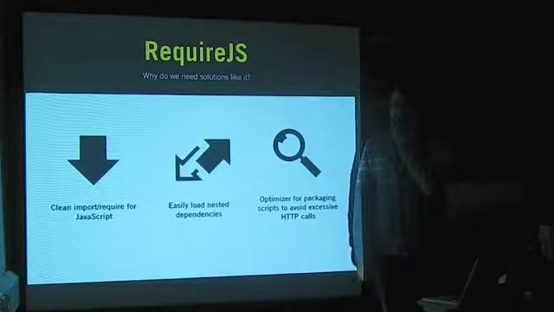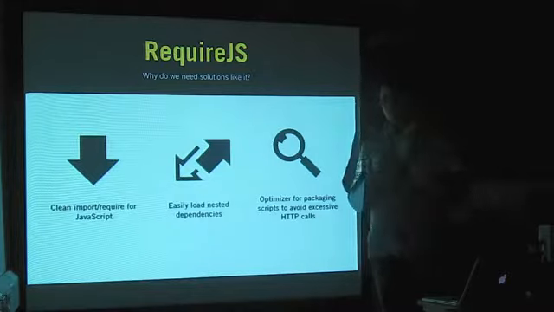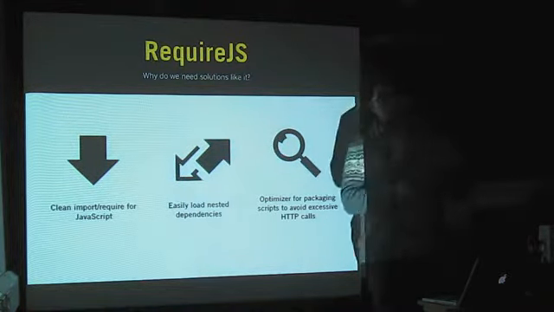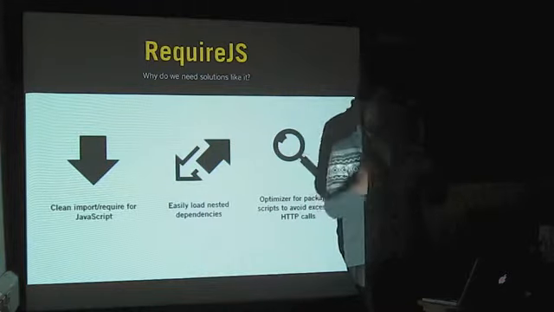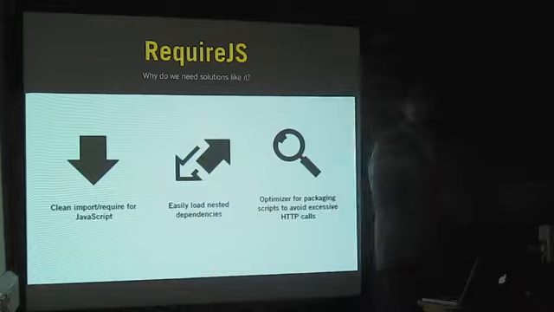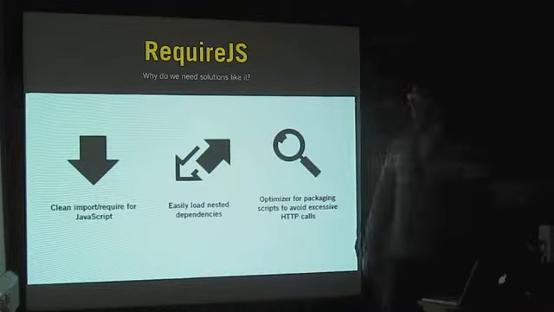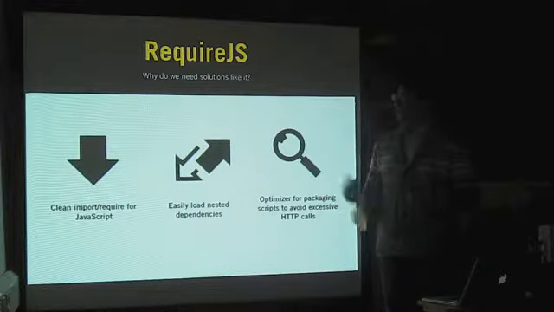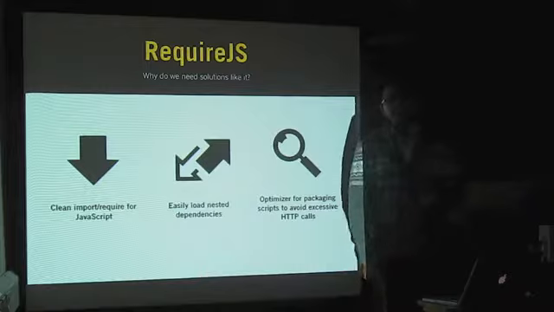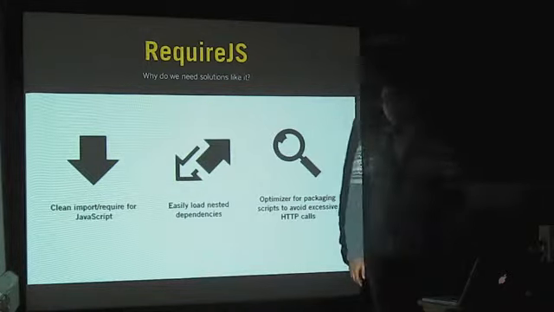So, because I like using require.js, I'm going to talk about it very, very quickly. We don't really have a clean way to import stuff in JavaScript. If I'm inside a script file and I want to easily import stuff, say 30 different dependencies, all of which have perhaps their own dependencies, and it's a slightly complex structure, there's no easy way for me to do that. Require.js through AMD gives us the ability to do this. It allows us to easily load nested dependencies as well. And it has an optimizer for packaging scripts to avoid excessive HTTP calls.